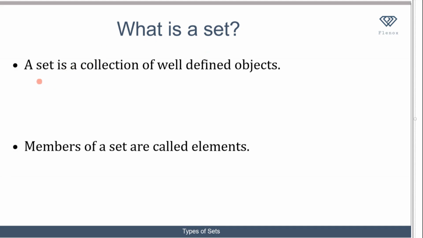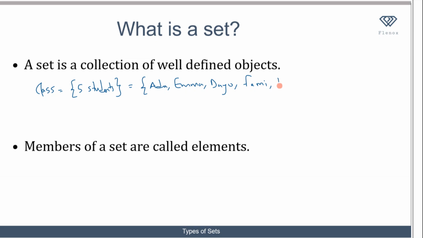For example, if I say what are the number of people in a class, or a class is made up of students, and I say there are 5 students in a particular class, and I list out the names of those students as Ada, then Ima, Dayo, Femi, and Daniel. So now this set of the number of students in a class defines the students that are in this class. In this case, we have 5 students.